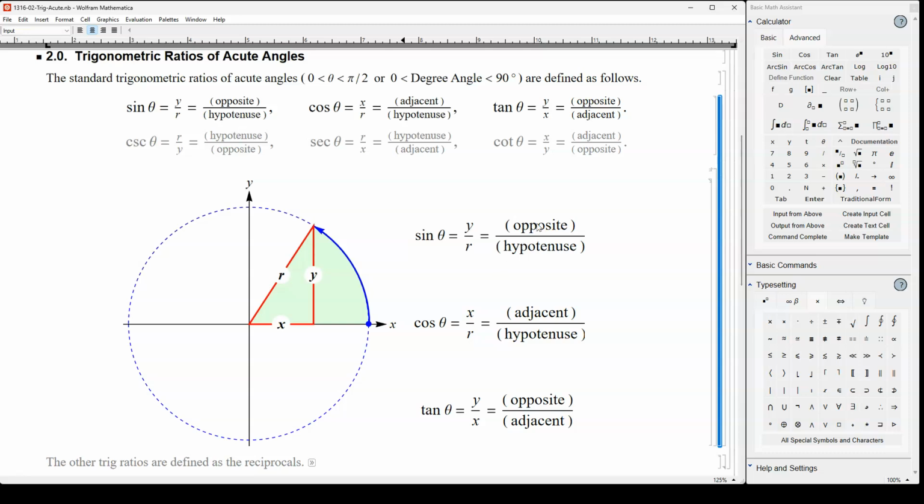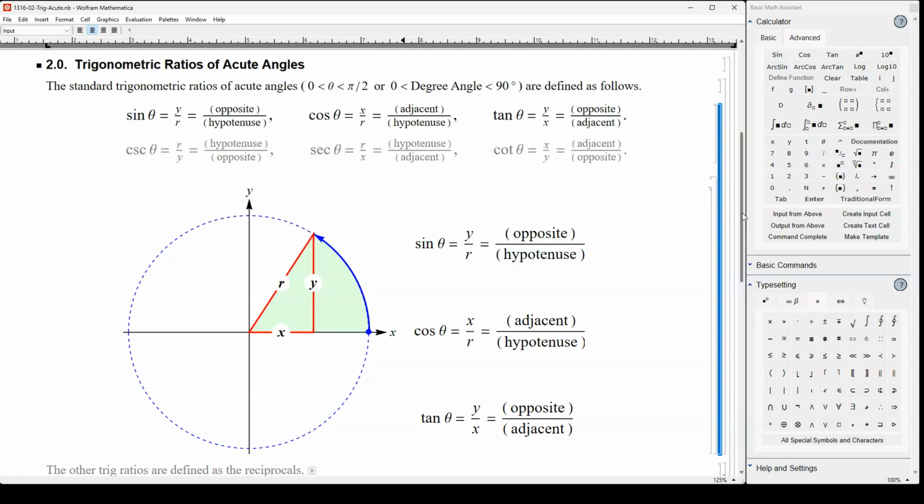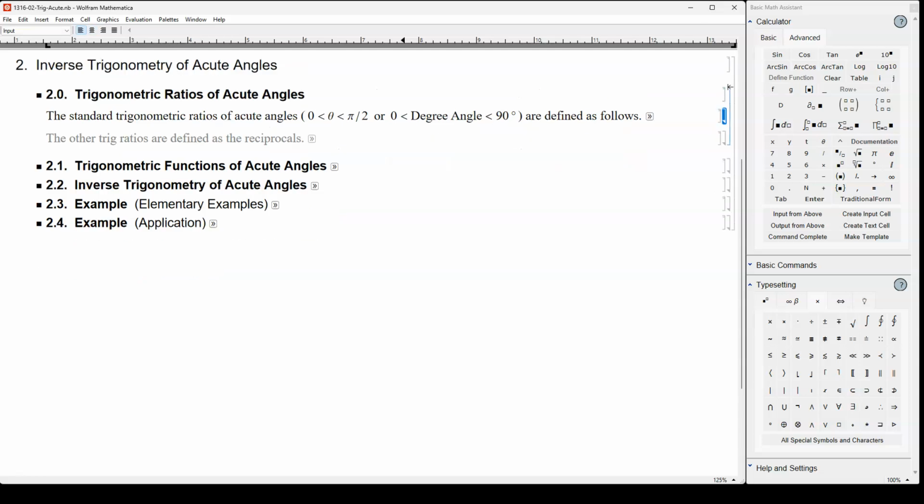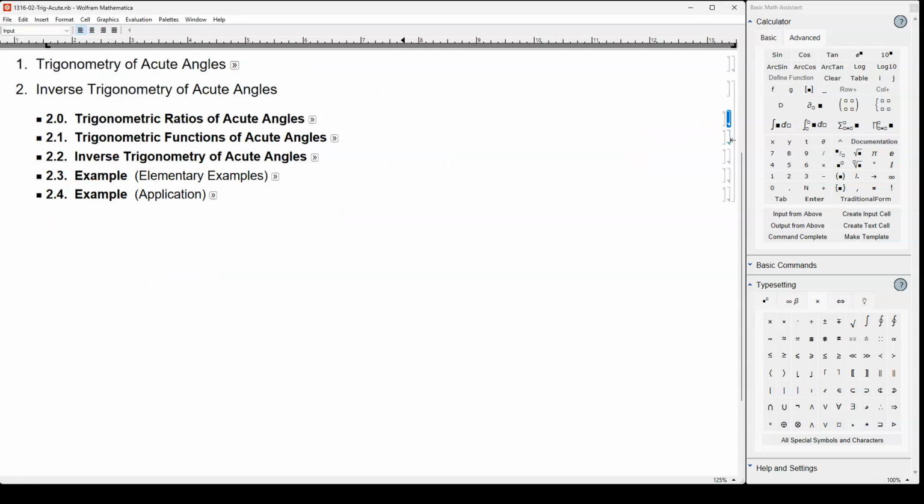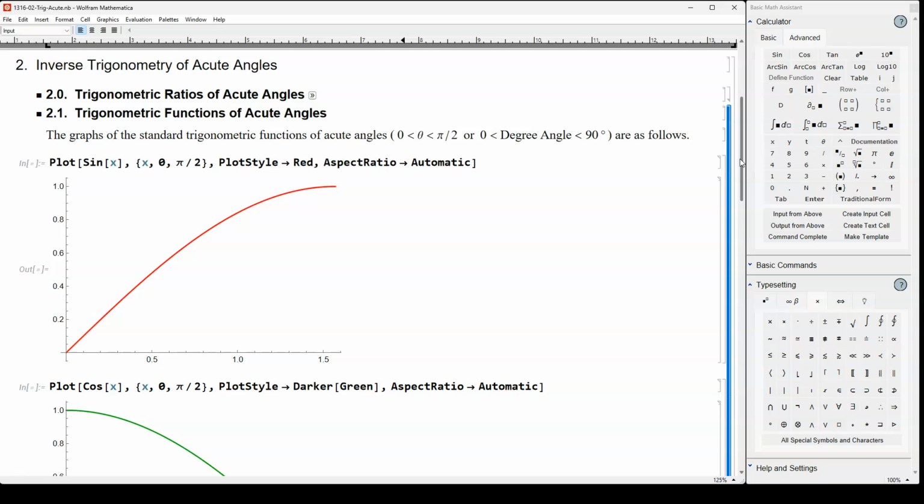Previously, I rewrote those into vertical over radius, horizontal over radius, and vertical over horizontal, but here I'm just keeping the same version. Yeah, it's the same. And then we can consider trig ratios as trig functions and sine of x, where x is a variable, a real number between 0 and pi over 2.